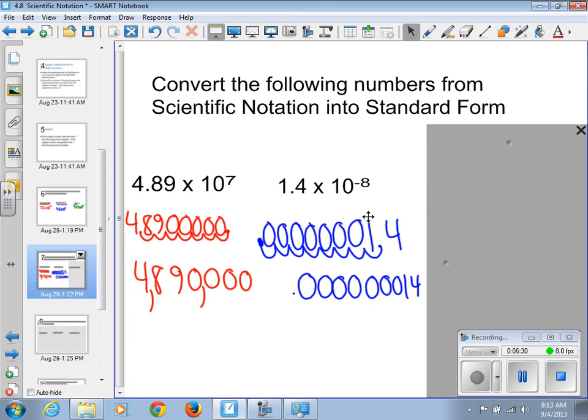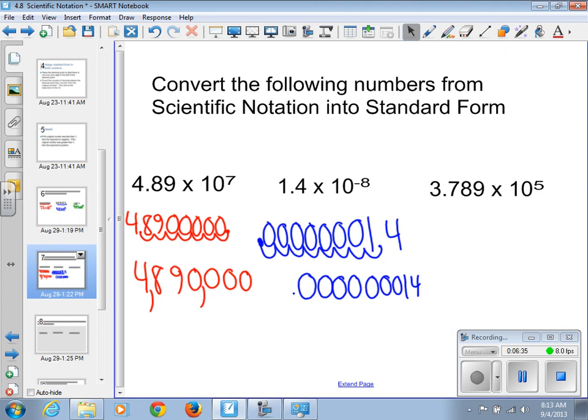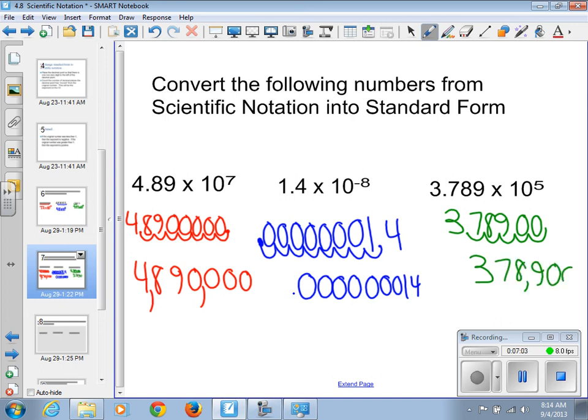For the next one, I would like you to pause the presentation and see if you can solve it on your own. I'm going to take our original number, 3 and 789 thousandths. The exponent's positive 5, so I know we're getting bigger. The point gets moved 5 places. 2, 3, 4, 5. Zeros still the buckets. I'm going to rewrite the number as 378,900.